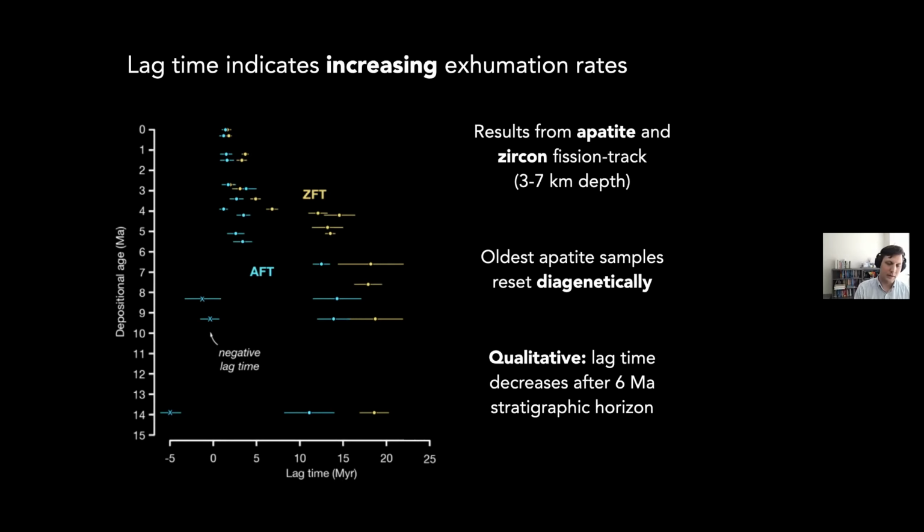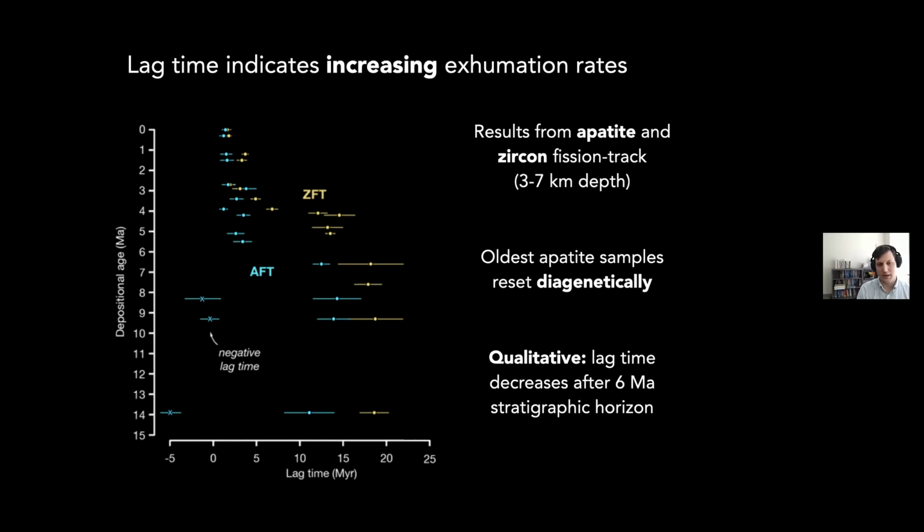So the clear trend that you can see here is that lag time is relatively old in the lower portion of the sequence, and then rapidly decreases and becomes much younger in the upper portion of the borehole. And so in apatite, this is a relatively rapid change, and in zircon, it's a little bit of a slower change. And qualitatively, the time when this changes is about 6 million years ago.